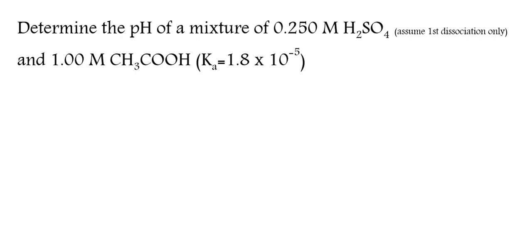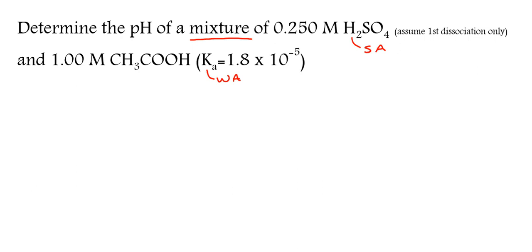Okay, it says determine the pH of a mixture of 0.250 molar sulfuric acid. Assume first dissociation only. Let's discuss that in a moment. And 1.00 molar CH3COOH, which is acetic acid. And it gives me a K on this one. So, okay, it's a mixture. But this tells me it's a weak acid. There's no K on H2SO4, and based on my knowledge of strong acids and strong bases, I know this is a strong acid. Okay, what does assume first dissociation only mean?